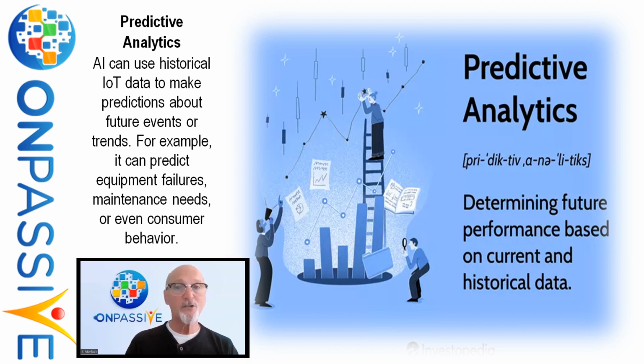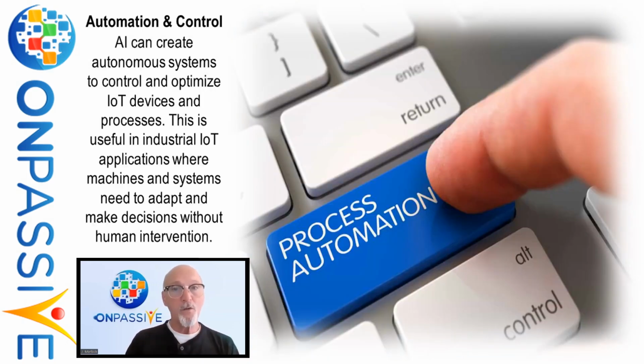There's also automation and control. We can use AI to create autonomous systems that can control and optimize IoT devices and processes. This is particularly useful in industry, with IoT applications where machines and systems need to adapt and make decisions without a lot of human intervention.